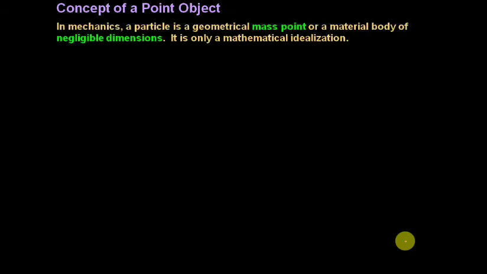So in mechanics, a particle is a geometrical mass or material body of negligible dimension. It is only a mathematical idealization. So you must remember that a point object does not have any geometrical shape or size, but it has a mass point, negligible dimensions.